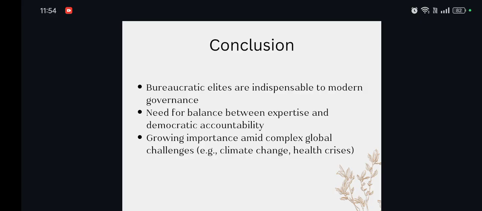In conclusion, bureaucratic elites are not just implementers, they are co creators of policy. Their expertise and institutional knowledge are indispensable for effective governance. But to ensure healthy democracies, their power must be checked through accountability mechanisms. As we face global challenges like climate change, pandemics, and digital transformation, the partnership between elected leaders and skilled bureaucrats will be even more crucial.